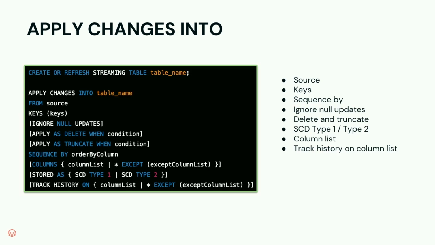So it's a very simple API. This is a SQL example. These are the configurations you can do on it. We also have a Python interface for that. So that's number one. You have the change feeds, and you apply the change feeds into the downstream target table.